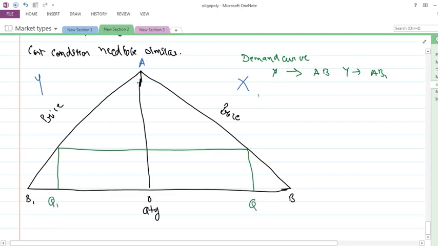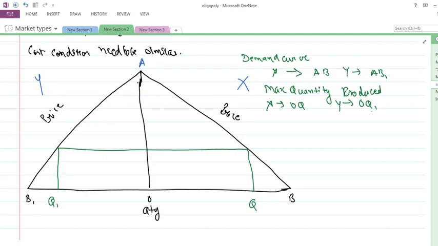So the max quantity produced by X is OQ, and by Y it is OQ1. Each wants to produce and sell his entire output. Both firms want that their entire output gets sold.